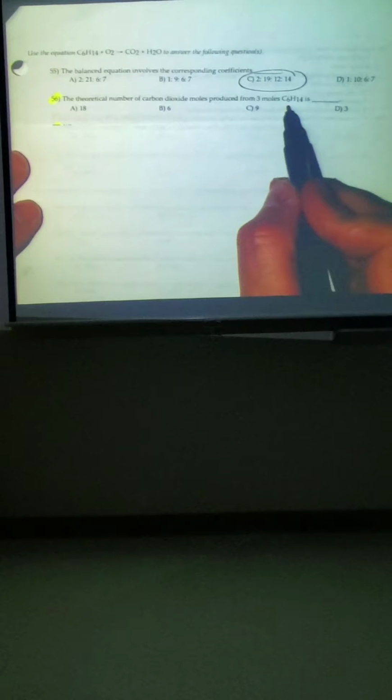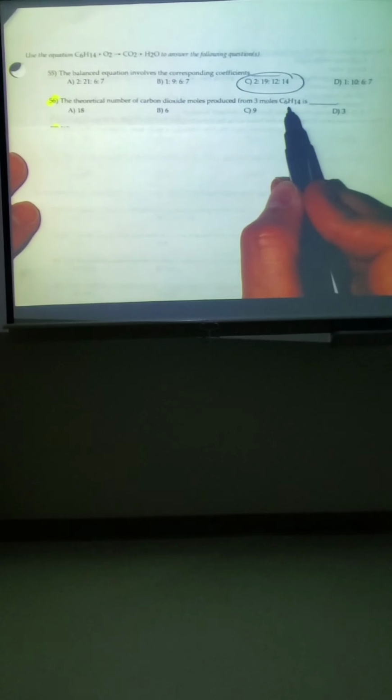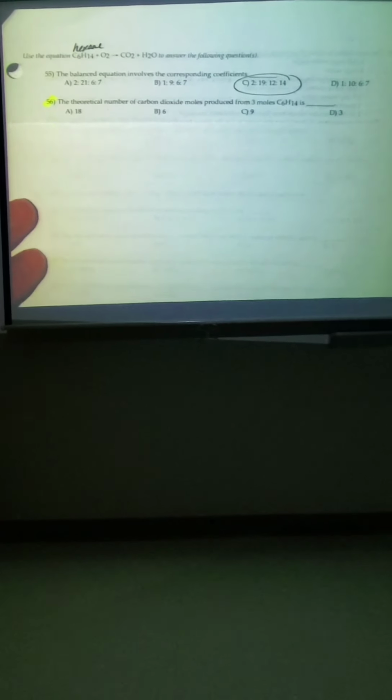We have 3 moles of, this is 6 carbons, 14 hydrogens, so it's a hexane. So we'll just call this hexane for short. That's its IUPAC name. So if we have 3 moles of hexane, I'm just going to call that H for short. 3 moles of hexane. We need to get moles of hexane and convert it to carbon dioxide moles.